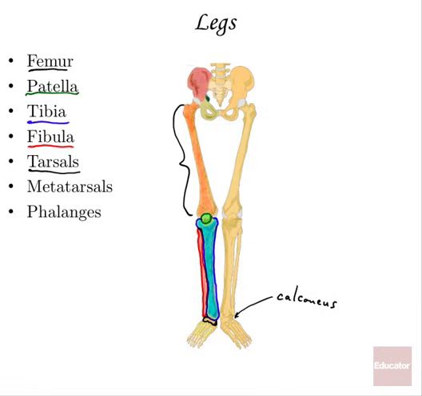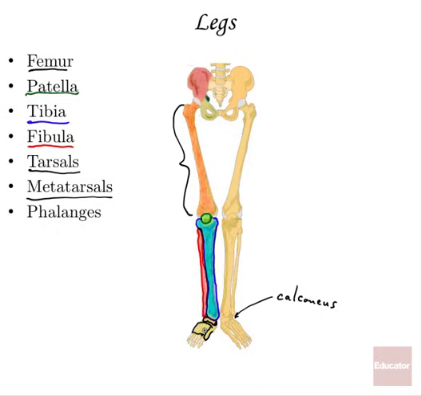The metatarsals correspond to the palm of the hand. So the metatarsals would be those bones that are inside the foot that you can feel but can't see as easily. So all of these bones here, these would be those metatarsals.